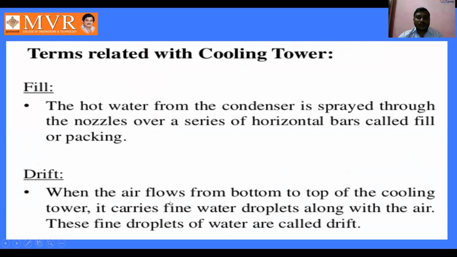When the air flows from the bottom to the top of the cooling tower, it carries fine water droplets along with the air. These fine droplets of water are called drift. It means that when the hot water is coming down, the air moving upwards carries fine water droplets up to the atmosphere along with the air. These are some of the terms related to the cooling tower.